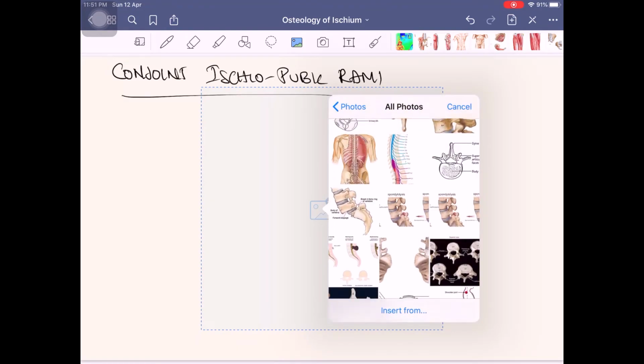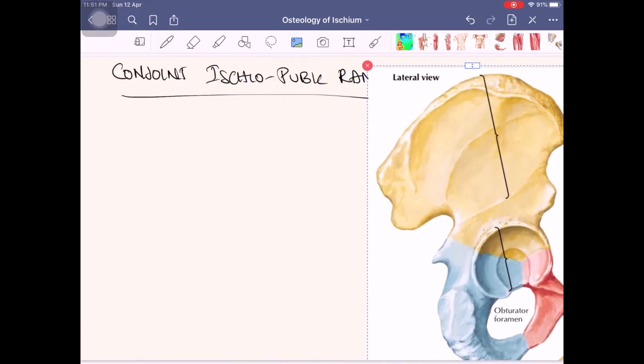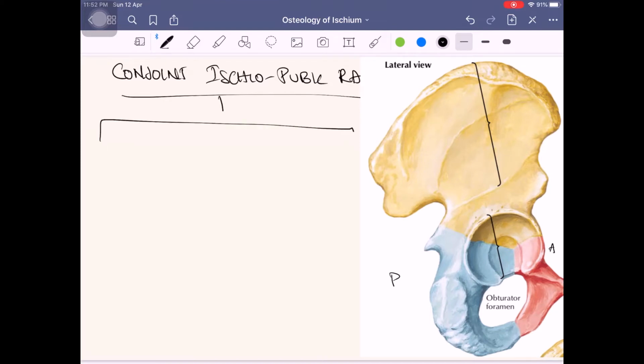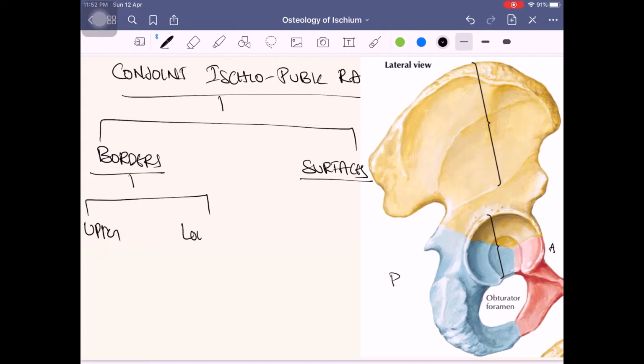So let us bring again the same figure here. This is posterior, this is anterior. Now, conjoined ischio-pubic rami, what are the features it has? There are borders and surfaces for this ramus. The borders are two: an upper or superior border and a lower or inferior border. The surfaces are also two: an outer or lateral surface, and an inner or medial surface.